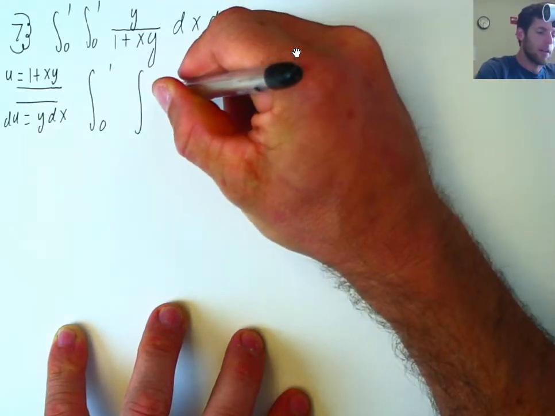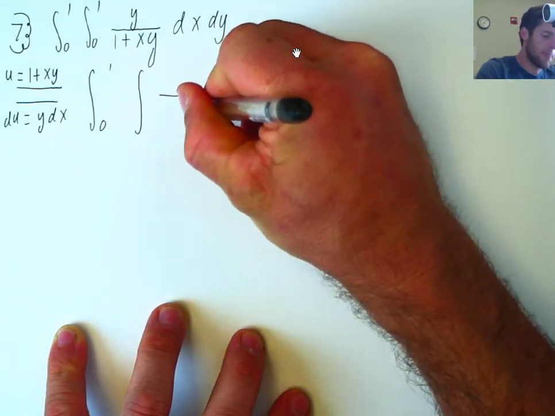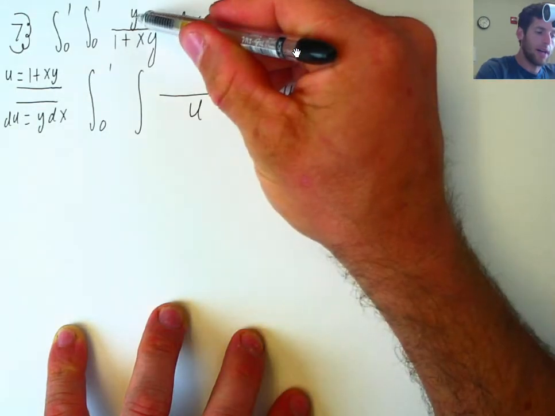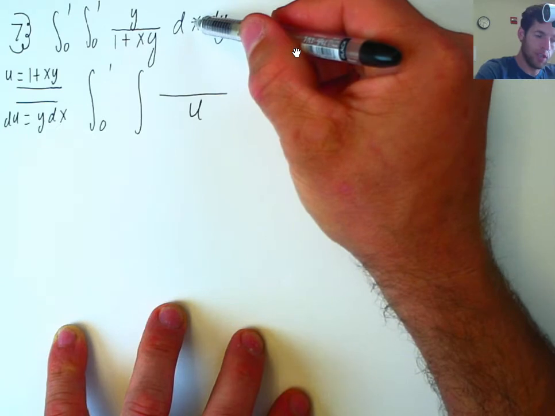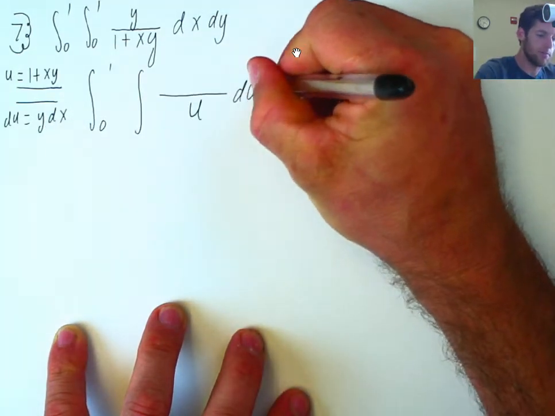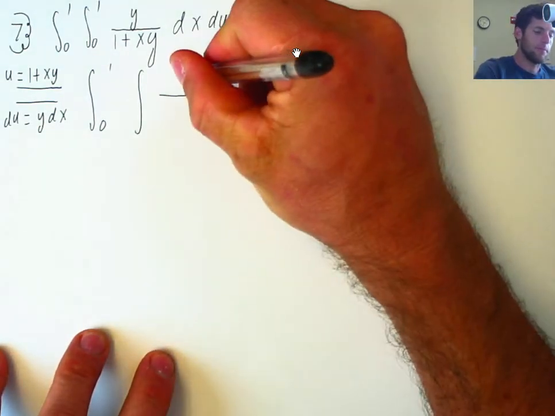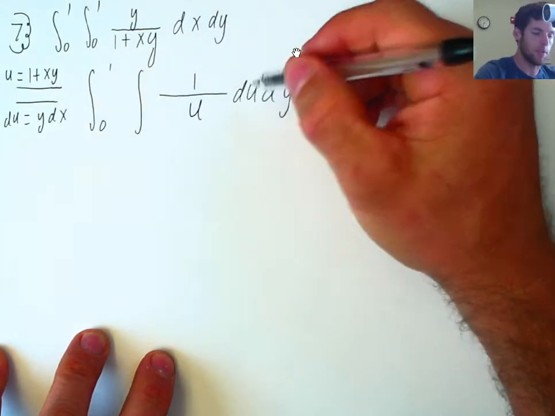1 plus xy is simply u. And then y times dx, the old denominator, y times dx is actually just du. Now, that means my new numerator is 1, because y times dx, both those things turn into du.